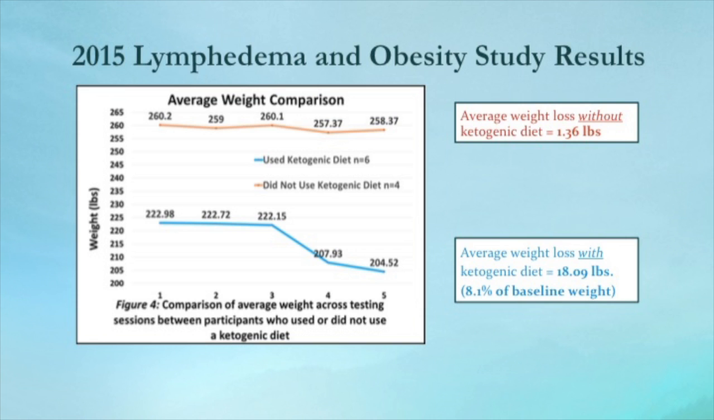And this is what we got for weight loss. If they did not use the ketogenic diet, they lost an average of 1.36 pounds. One person in that group even gained weight. These are very small groups. A total of 10 people, 4 people did not use the diet. 6 people did. The 6 people who did, in 3 months, lost an average of 18 pounds. Okay? So it was pretty dramatic.